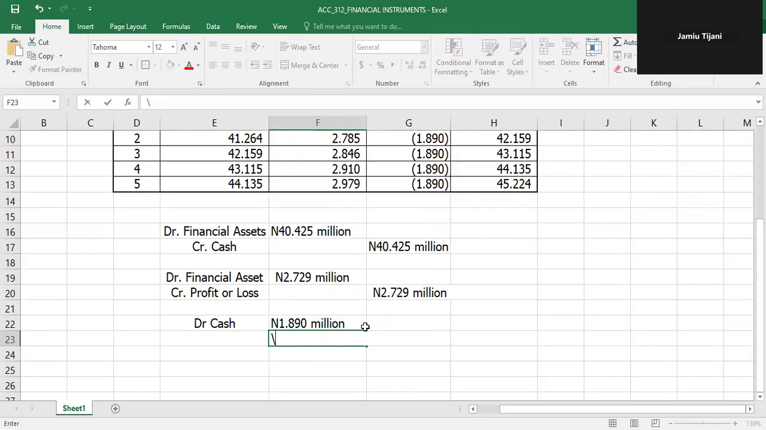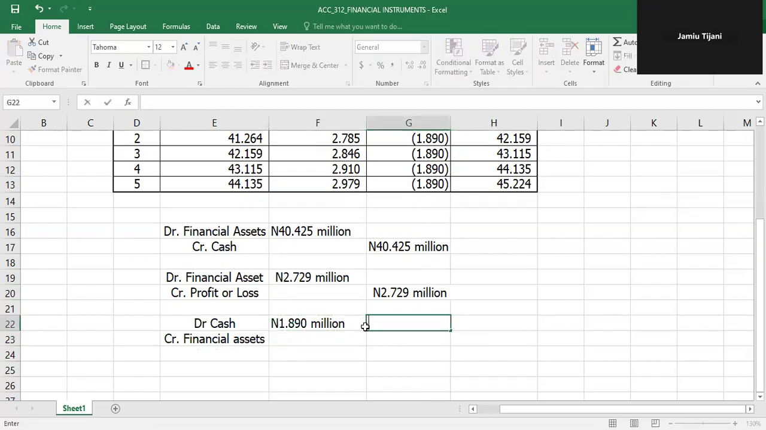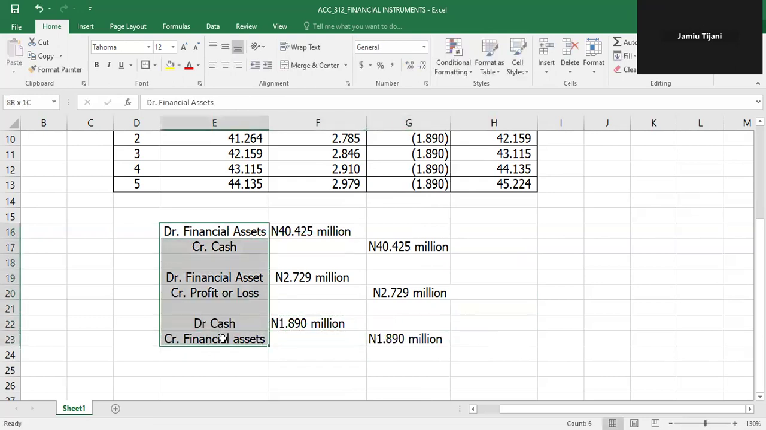No, let me bring it here. So I credit financial assets. I'm going to come here and put that same figure here. So yes, we'll put it here. So guys, you see that these are our accounting entries.